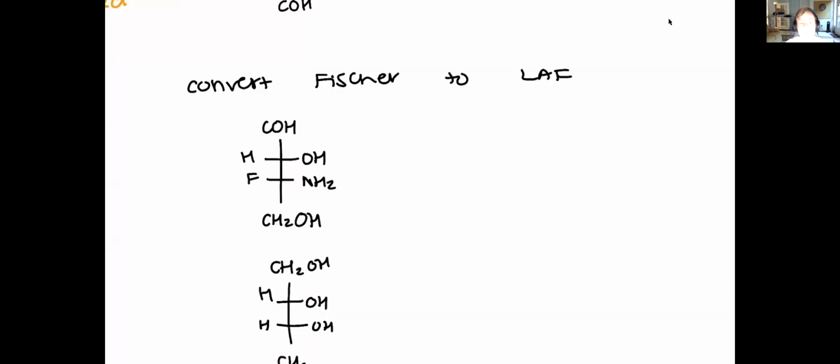All right, so I have a few problems, and this is really just converting Fischer to line angle and line angle to Fischer later on, because I feel like that's the most important skill you need with Fischer projections. So I'm just going to do a few examples.